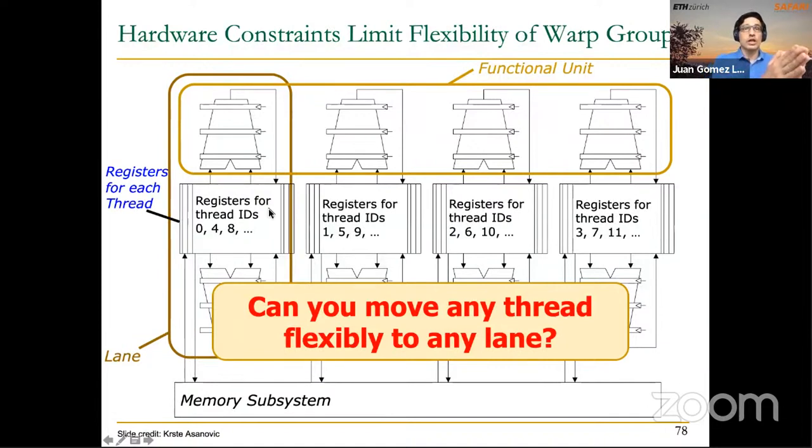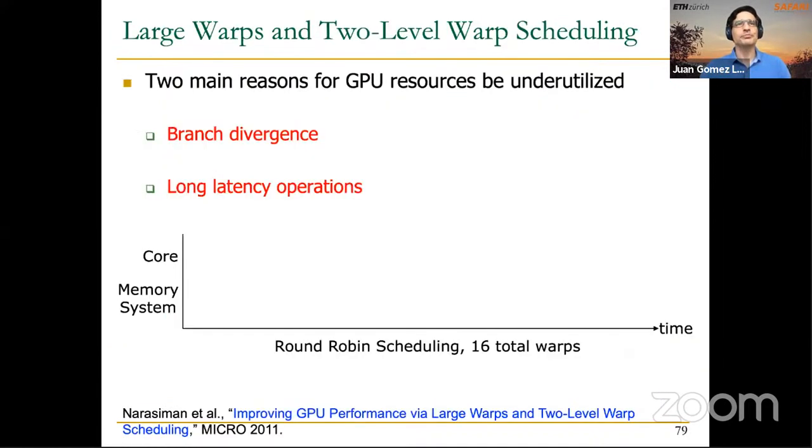And this way we are somehow shifting thread zero from this lane to another lane. And maybe this is a way of creating more efficiently utilized warps. I don't know. This is kind of food for thought for you.